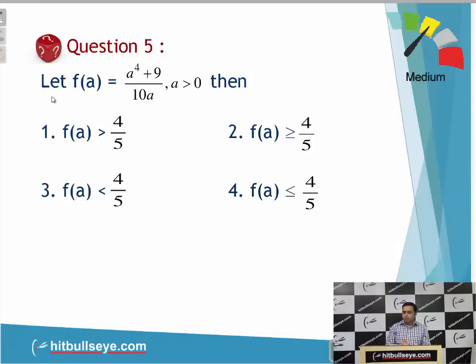Now let us try to solve this question. The question says that f of a is equal to a raised to power 4 plus 9 divided by 10a, where a is greater than 0. Then f of a is greater than 4 by 5, or greater than or equal to 4 by 5, or less than 4 by 5, or less than or equal to 4 by 5.